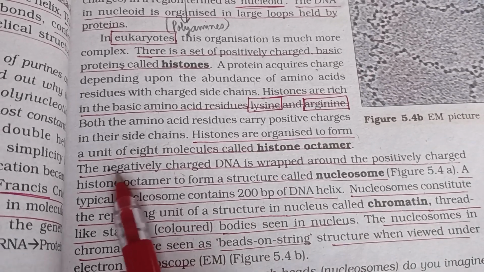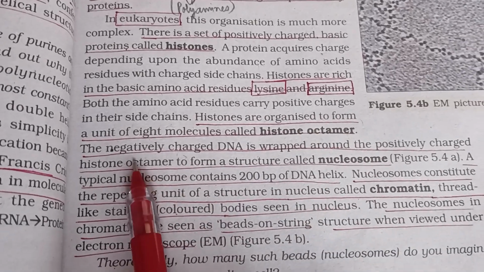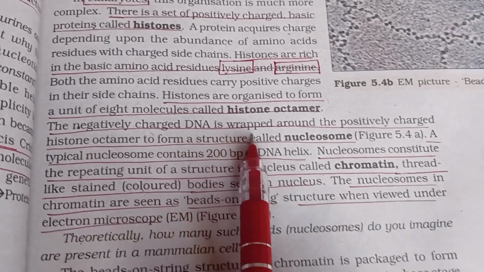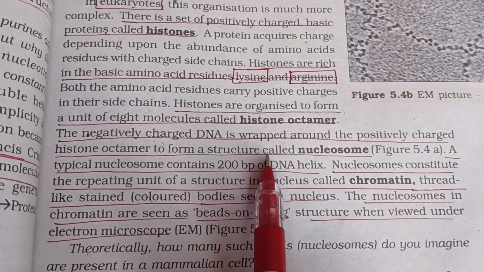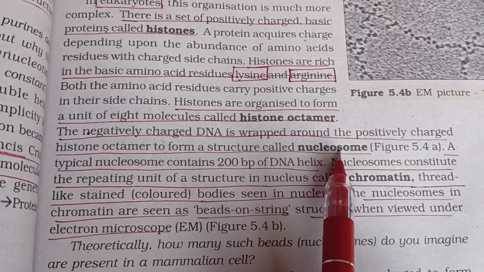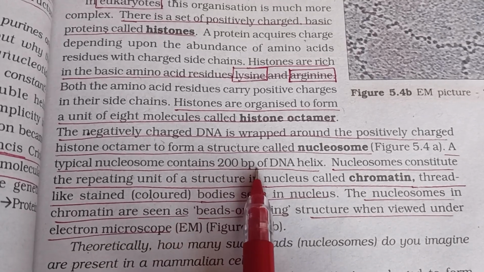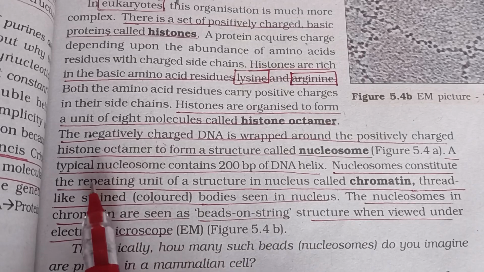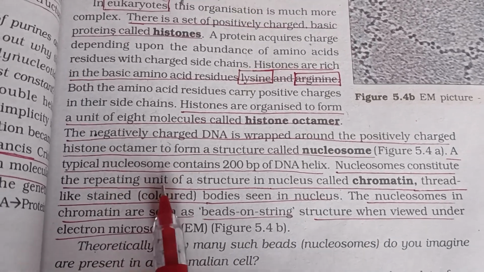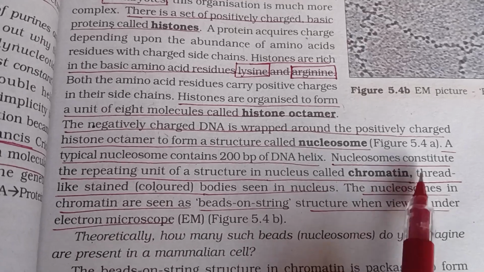Histones are organized to form a unit of 8 molecules called histone octamer. The negatively charged DNA is wrapped around the positively charged histone octamer to form a structure called nucleosome. A typical nucleosome contains 200 base pairs of DNA helix. Nucleosomes constitute the repeating unit of a structure in nucleus called chromatin.